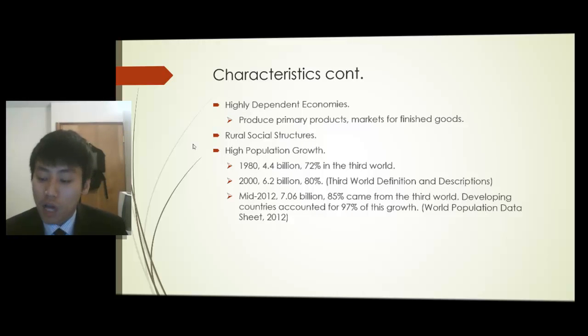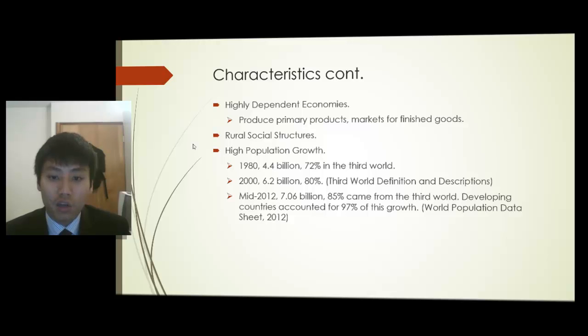Most of the third world countries have highly dependent economies, devoted to producing primary products for the developed world and to provide markets for their finished goods. And when you look at their structures, most of the third world countries' structure is rural, and they have a high population growth.